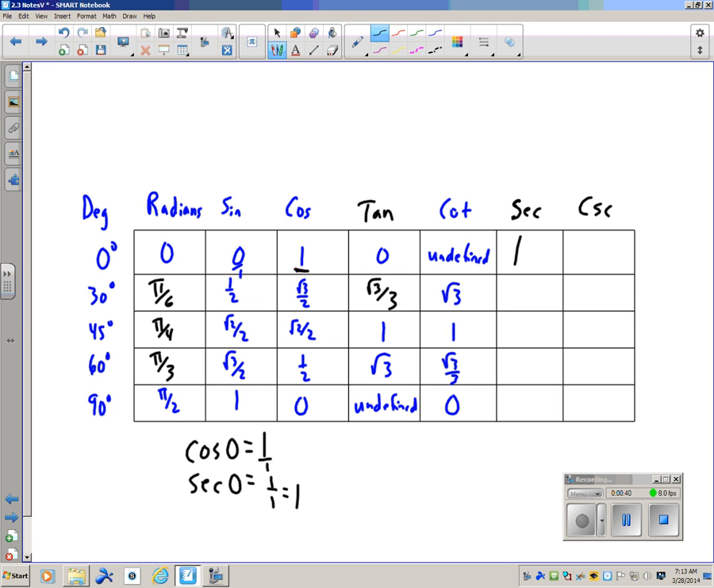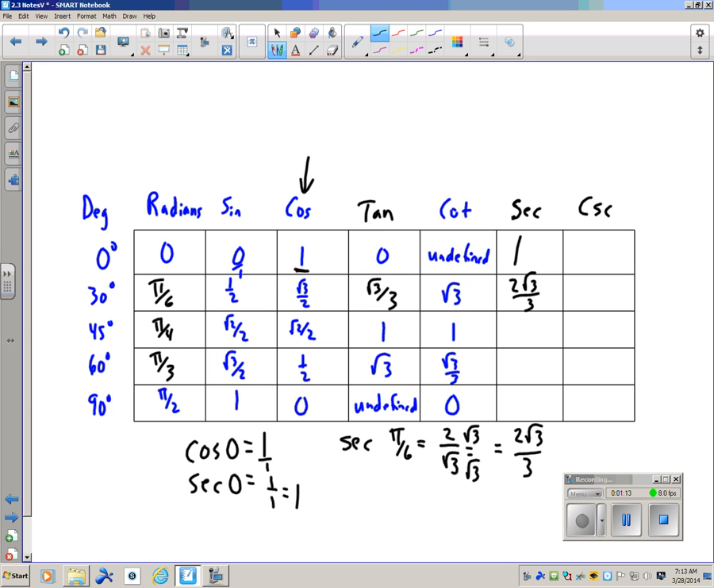Then we can do the secant of pi over 6. And the cosine of pi over 6 is square root of 3 over 2. So I can just do the reciprocal, which is 2 over the square root of 3. Again, I'm looking at that cosine column right there, at square root of 3 over 2, and I just flipped it over. I can't leave the square root of 3 in the denominator, so I'm going to multiply the numerator and denominator by the square root of 3. So I get 2 square root of 3 over 3.